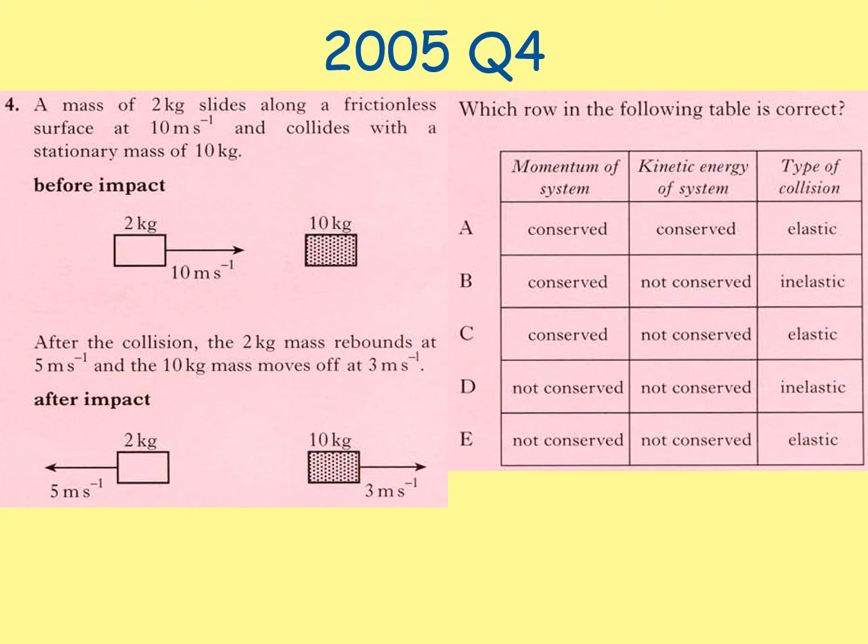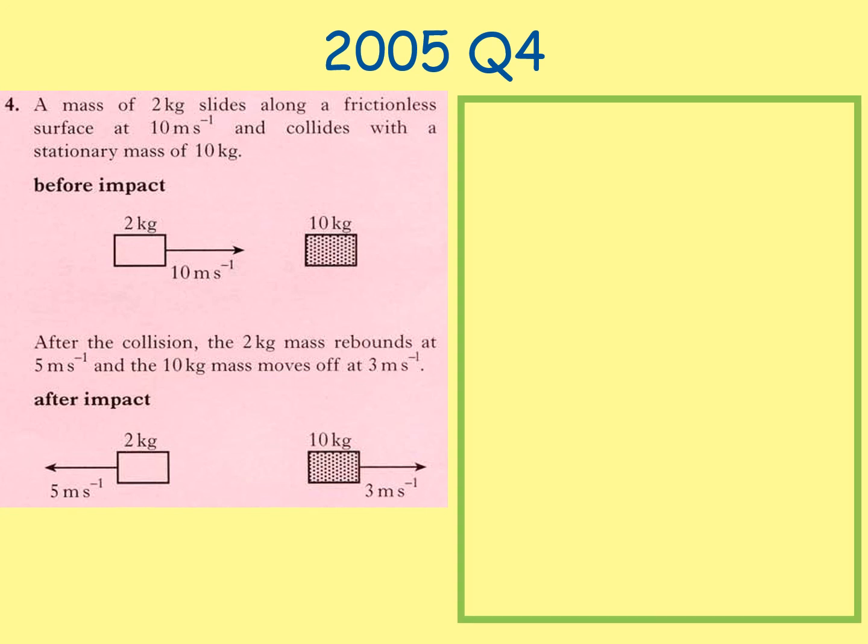Because we've got a frictionless surface, there'll be no net external forces, so the momentum of the system is going to be conserved. So we can already ignore D and E because that says the momentum is not conserved. We now want to figure out the kinetic energy of the system. To figure out if the kinetic energy is conserved, we want to work out the kinetic energy before and after the collision.